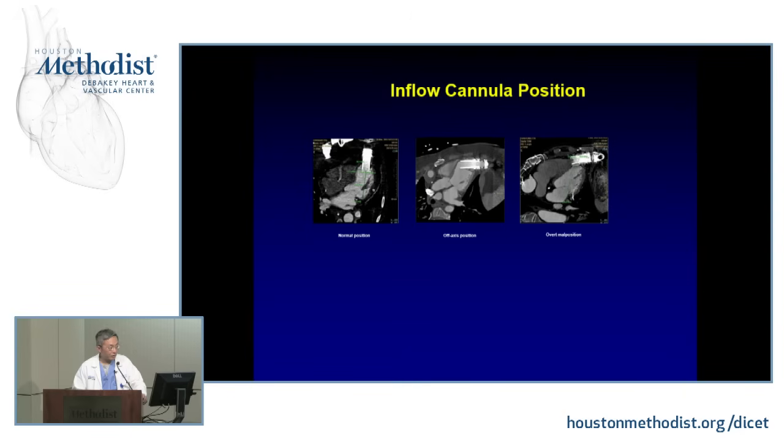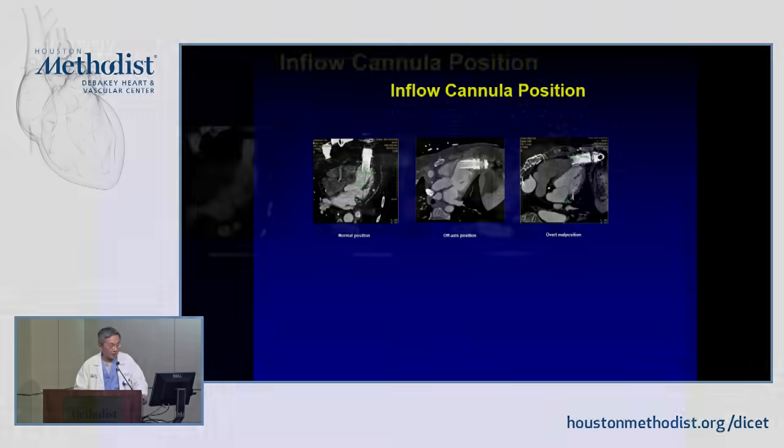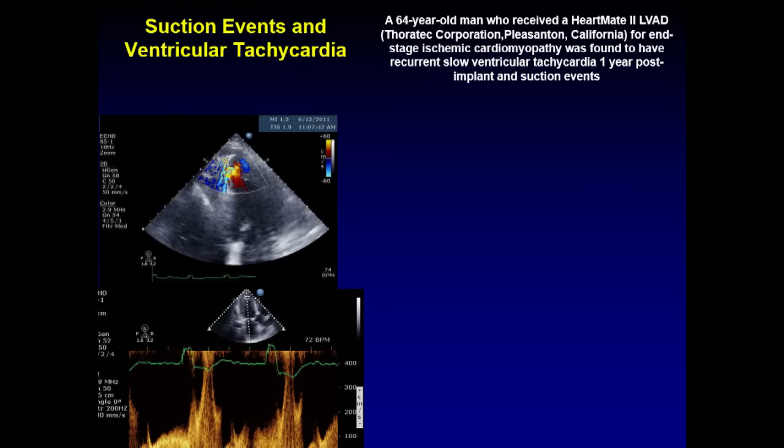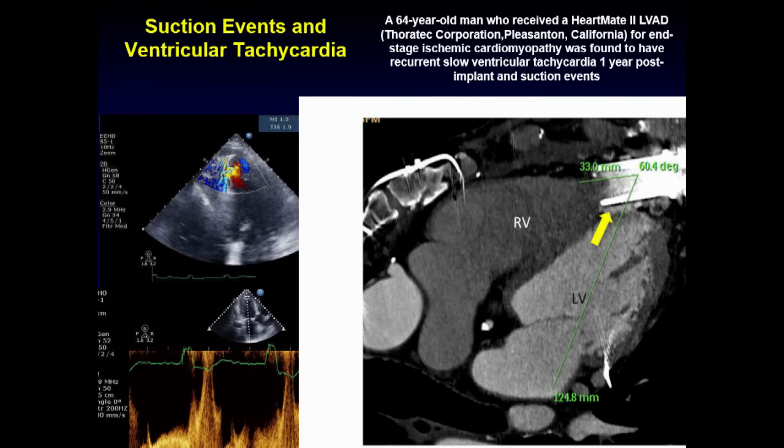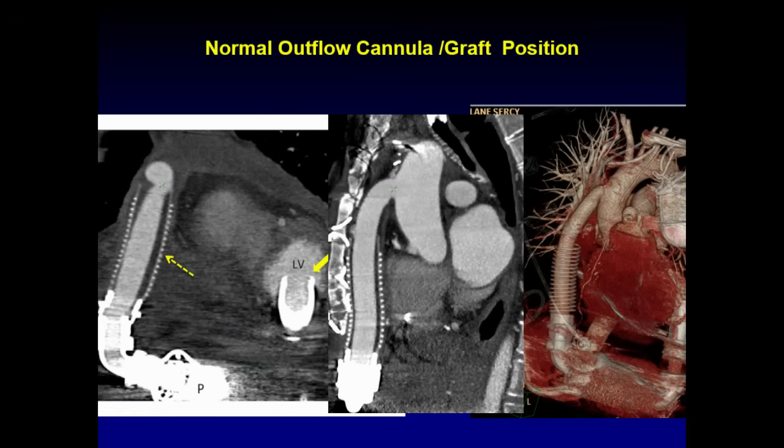The first one will be considered normal. The one in the middle is considered off axis, which we don't know what it means. And the one on the right is obvious, it's overt malposition. The entire cannula is stuck into the septum, and that would definitely cause what we call a suction event. This is the case Mahwash showed earlier. It's a different patient, but similar presentation. We have suction events and VT. You can see the Doppler velocity through the inflow was very elevated. So this patient obviously needs to have the cannula repositioned.